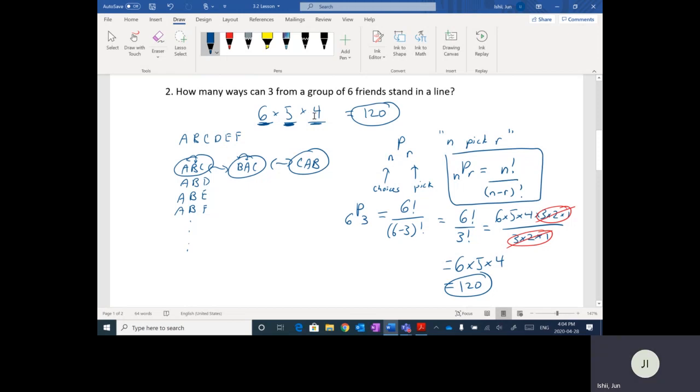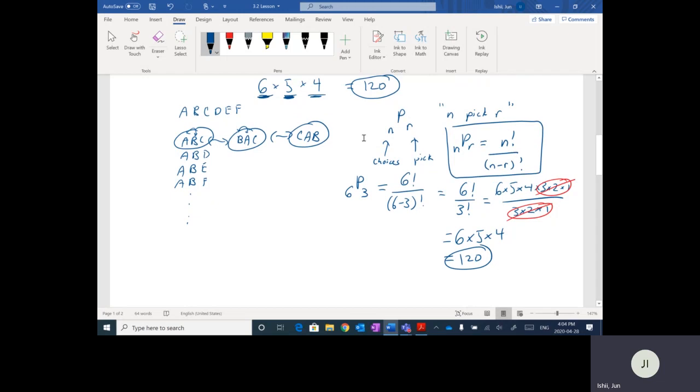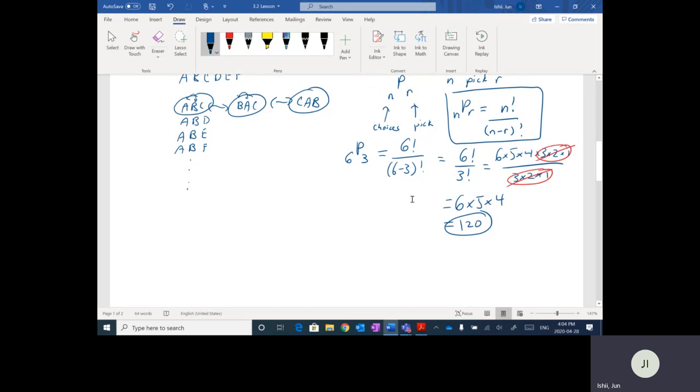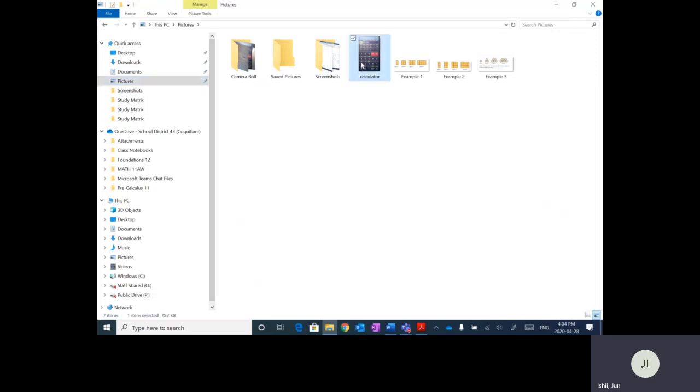All right, now all that being said as well, there is an nPr button on your calculator. Okay, so to be in all honesty, you're probably not even going to use the formula much. We're going to be just using that button. All right, so unfortunately, I couldn't find an app that I could work with to show you on the screen. So what I did was I took a picture of a scientific calculator. Let me just find it here.